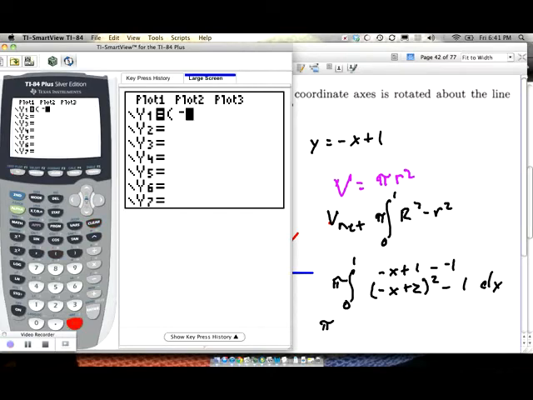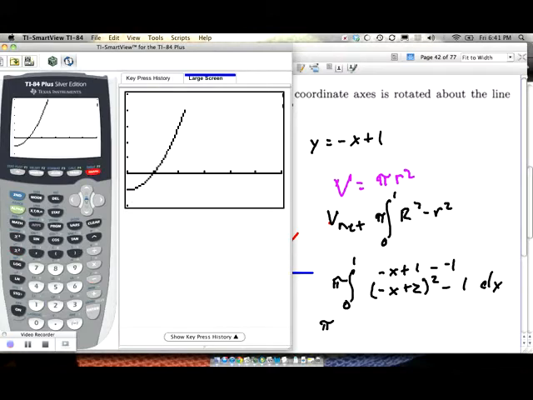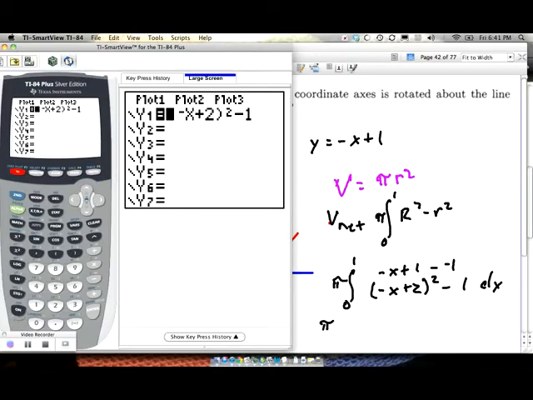This one is going to be the integral of negative x plus 2, and we're going to square that, and we're going to subtract 1 from it. So now we go to our graph. We're going to calculate the integral of this area from 0 to 1. Is that right? I think that is. Let me make sure that I type this in there. Negative x plus 2, then we square it, then we subtract 1. Okay.